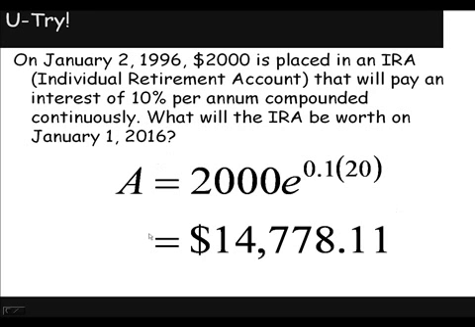Here's what you should do. You got $2,000 times e to the 10%. This is happening for 20 years. We're going from 1996 to 2016. That's a 20-year period. So after that 20 years, our $2,000 is worth over $14,778. So that's a pretty good investment.